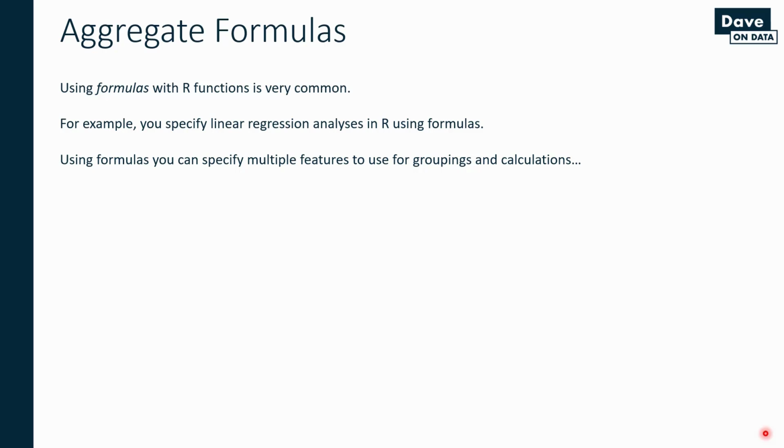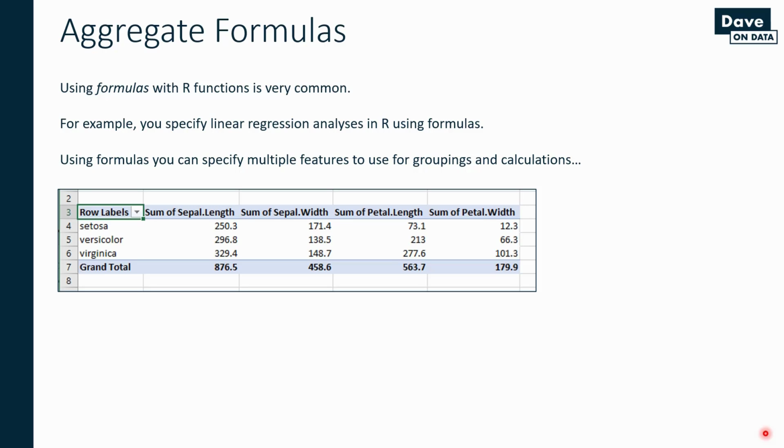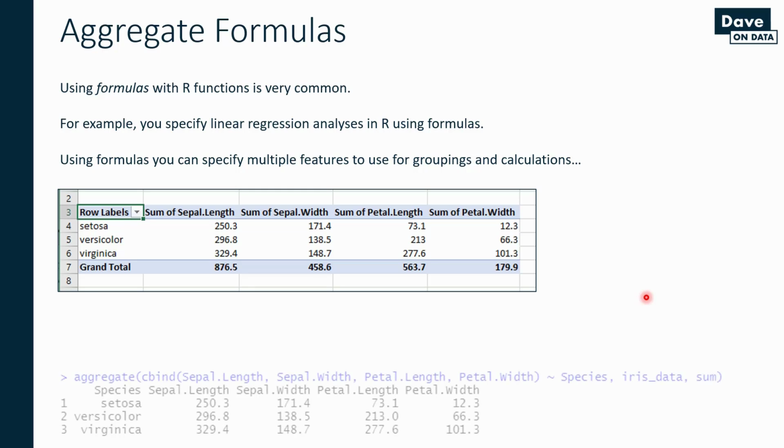So let me give you an example here with Excel. You can see here I've got species as my grouping variable, and I am actually calculating the sum on multiple features simultaneously, all 4 of the numeric features of the iris dataset. This is how I would do this. This is how I would accomplish this aggregation, this pivot in R using the aggregate function.